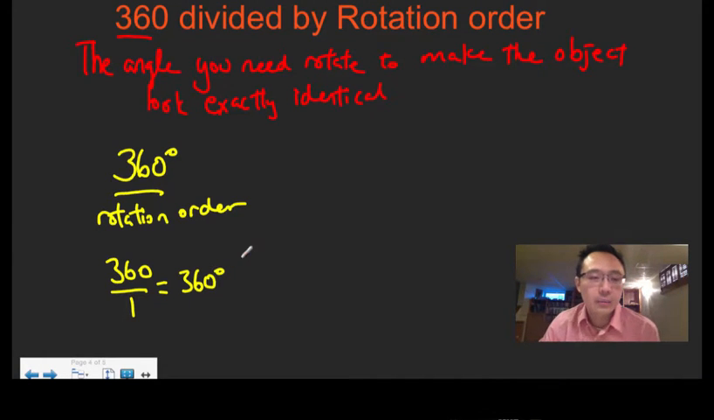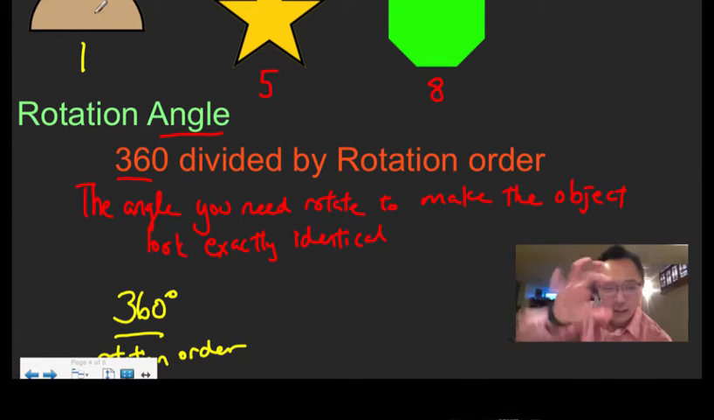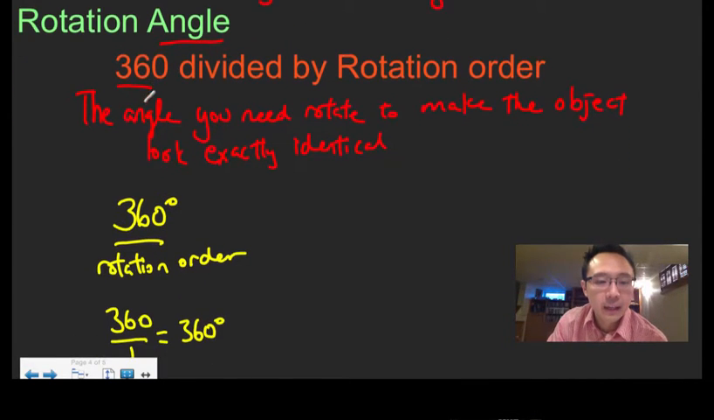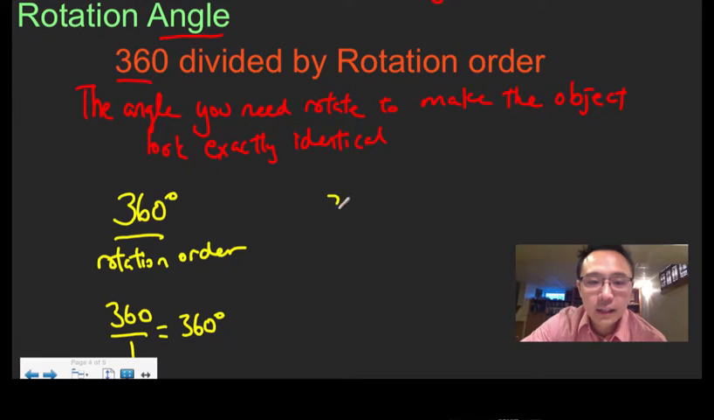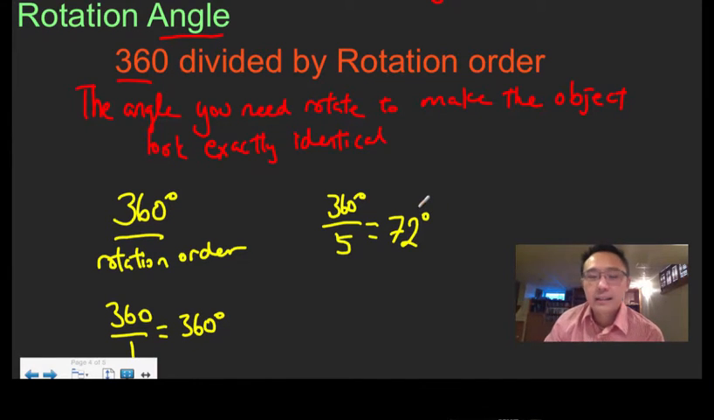That's what we figured out, because you have to rotate this shape 360 degrees, which is a complete circle, to look exactly the same. The next one is 360 for the star divided by 5. And I believe this one gives you 72 degrees. So you have to rotate this 72. Let me double check with my calculator. 72 is 360 divided by 5. Yeah, it is 72 degrees.